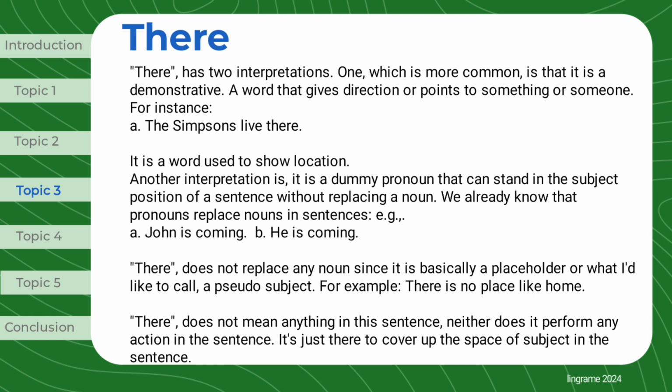Another interpretation is, it is a dummy pronoun that can stand in the subject position of a sentence without replacing a noun. We already know that pronouns replace nouns in sentences. For example, John is coming, he is coming. There does not replace any noun since it is basically a placeholder, or what I'd like to call a pseudo subject. For example, there is no place like home. There does not mean anything in this sentence, neither does it perform any action in the sentence. It's just there to cover up the space of subject in the sentence.